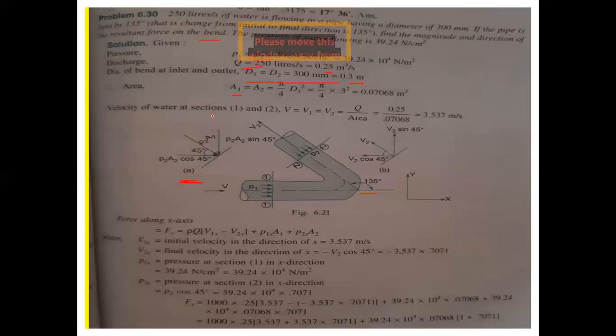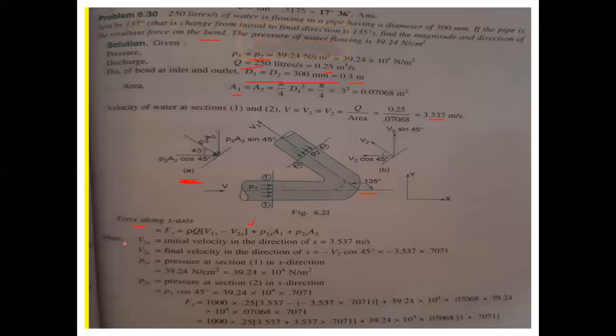Velocity of water at section 1 and section 2: V is equal to V1 is equal to V2, which is equal to Q by area. Substituting these values, you get 3.537. Now the force along the x-axis. Fx is equal to rho into discharge into (V1x minus V2x) plus P1x A1 plus P2x A2.